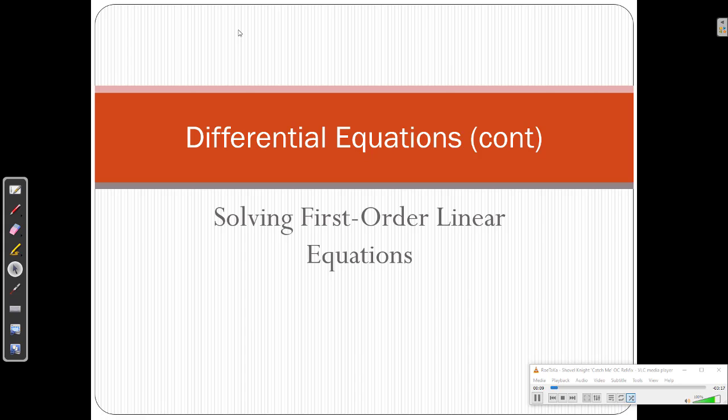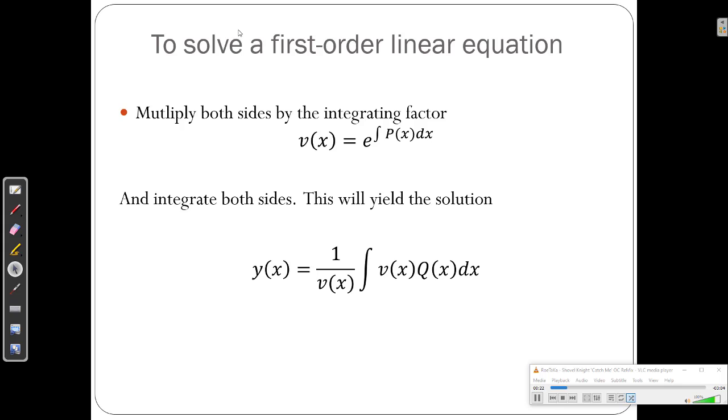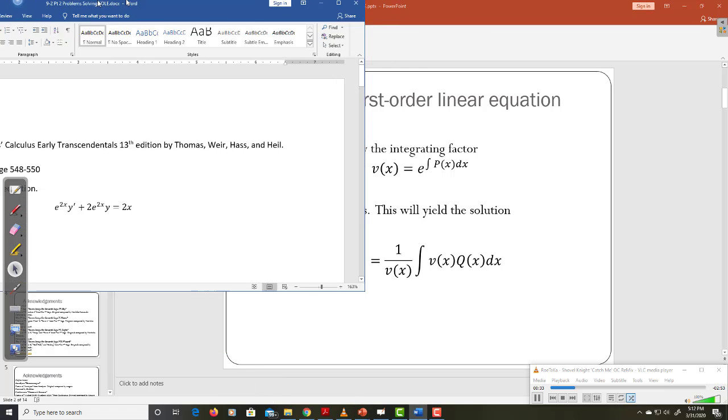We're going to see how much we can finish of our discussion of first-order linear differential equations. We already saw how to solve them. We're going to go about finding this integrating factor, and then we're going to build the solution. So let's start us off with a problem.